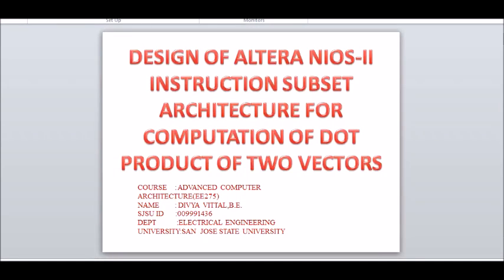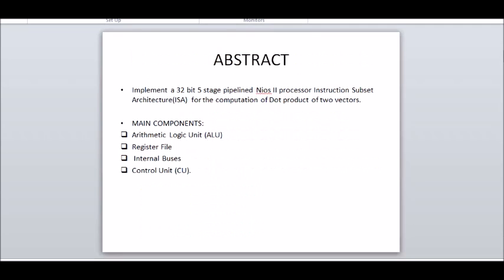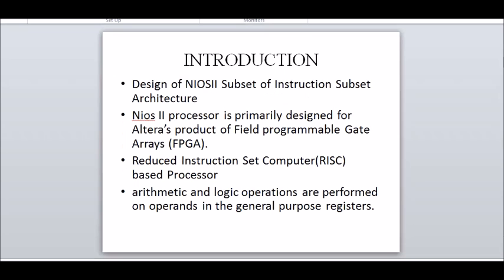Good evening. The project is about the design of an Ultra NIOS2 instruction subset architecture for the computation of the dot product of two vectors. The abstract: it is the design of a 32-bit NIOS2 processor with pipelining of 5 stages. So let's see the introduction.